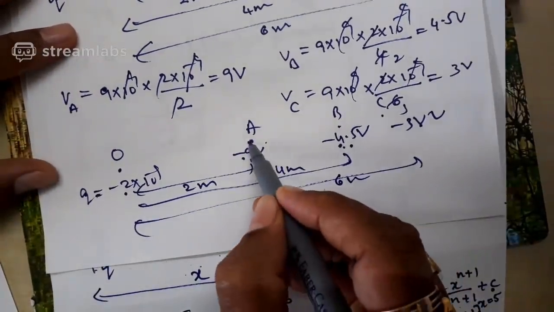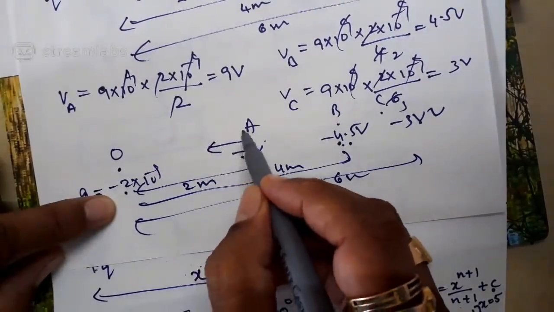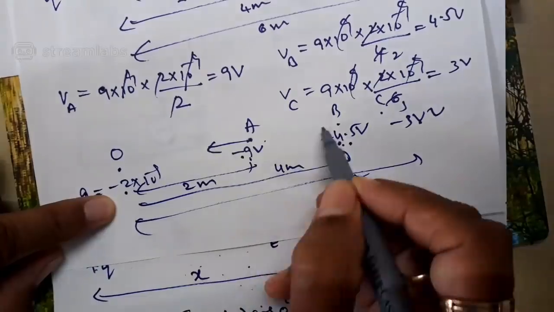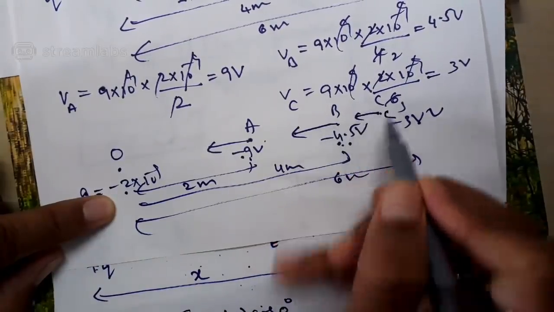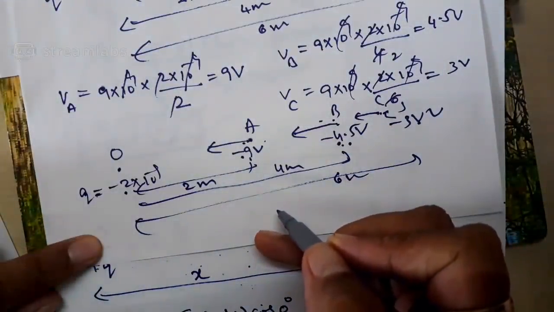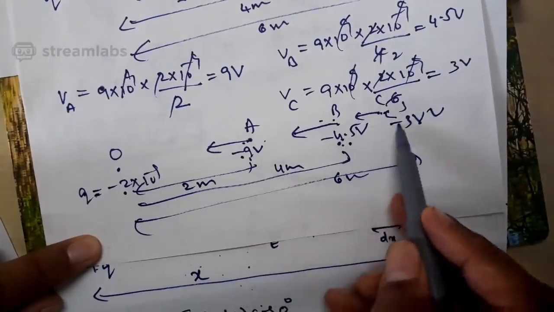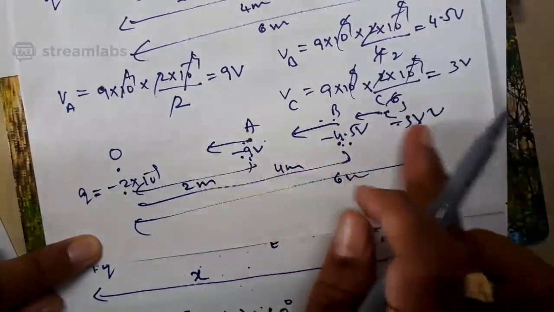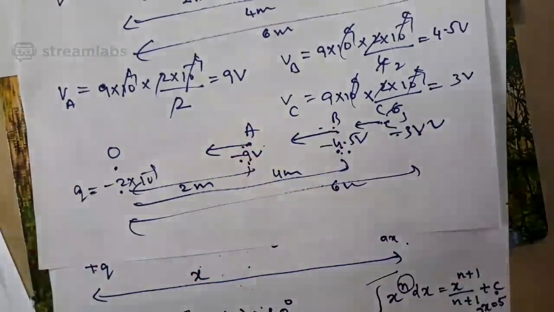Tell me, what is the direction of electric intensity at A? In this direction. Because this is a negative point charge. If I assume a +1 coulomb charge, +1 coulomb will be attracted towards this. What is the direction of electric intensity? In this direction. When you move from A to B, B to C, you are moving along electric field or against electric field? You are moving against electric field. When you move against electric field, potential goes on increasing. If you move along electric field, potential goes on decreasing. At the end, the meaning is same.